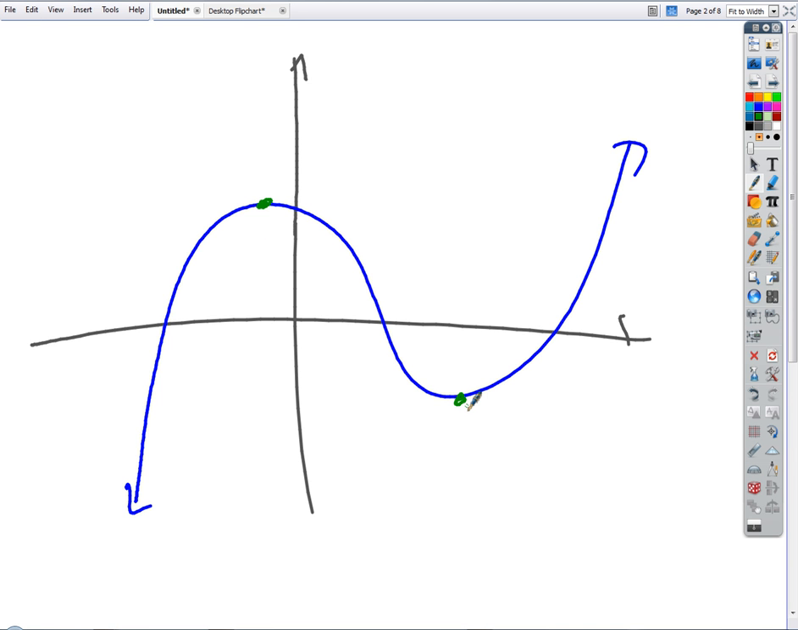Now, what's the rule? You fill in the blanks here. If a polynomial has 2 turning points, then the degree of the polynomial is at least 3. Good. It's got to be at least 1 more than the number of turning points. Okay? So 2 turning points tells us that the degree of the polynomial, we'll call it n, has to be greater than or equal to 3. 1 more than that. Okay? What's another clue?